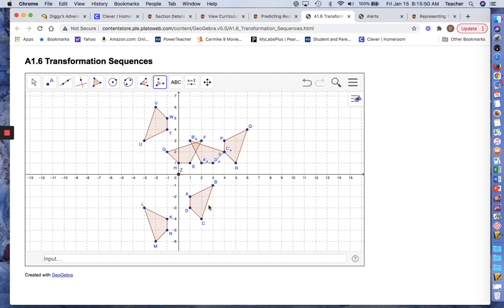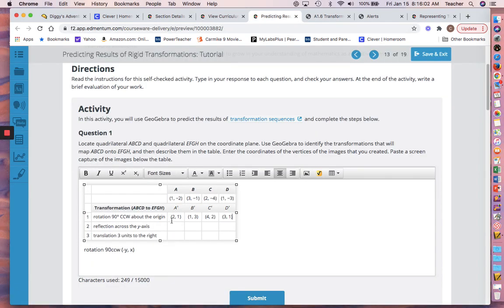So I've rotated it 90 degrees counterclockwise. So there is the first, and you can see that A prime is (2, 1). And that's what I have.